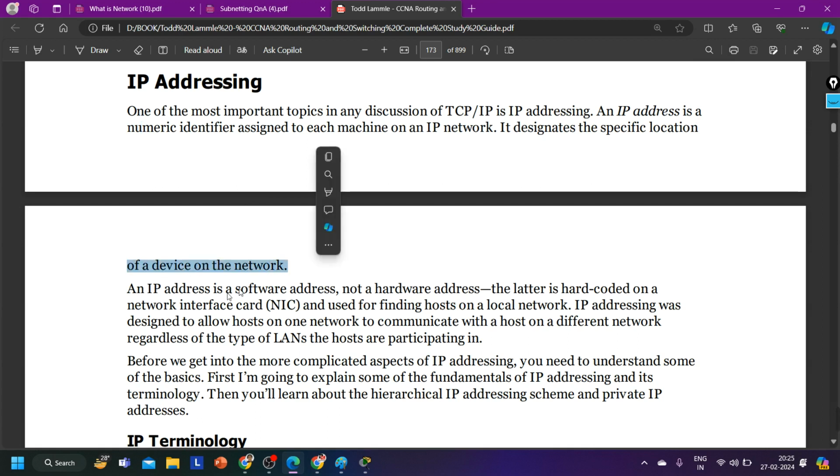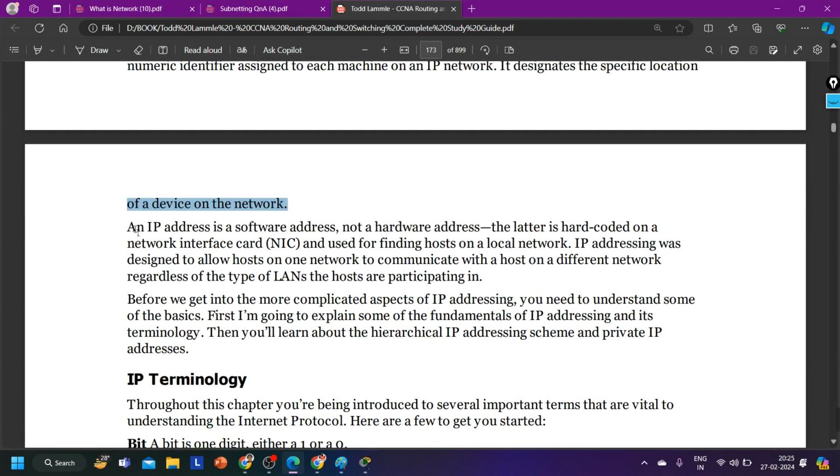An IP address identifies a specific location on the network where a host belongs. An IP address is a software address, not a hardware address. The latter is hard coded on a network interface card, called a NIC, and is used for finding hosts on the local network. IP addressing was designed to allow a host on one network to communicate with a host on a different network, regardless of the type of LANs the hosts are participating in.